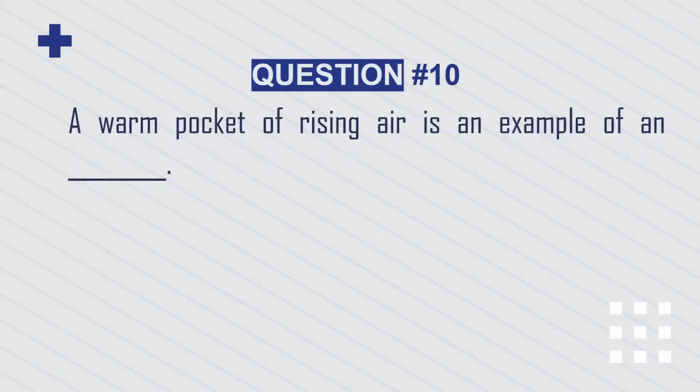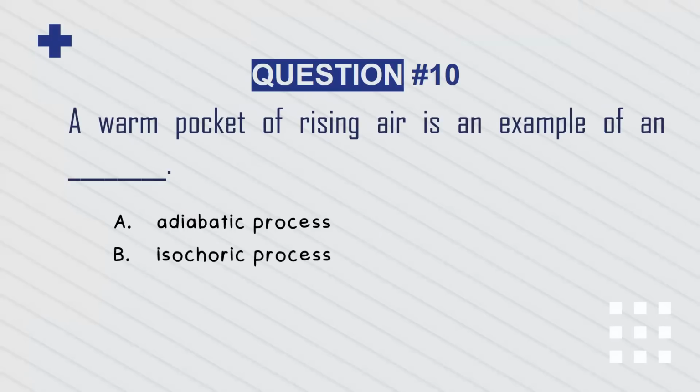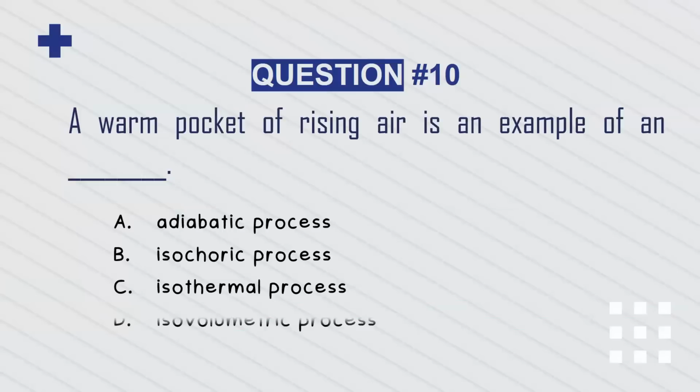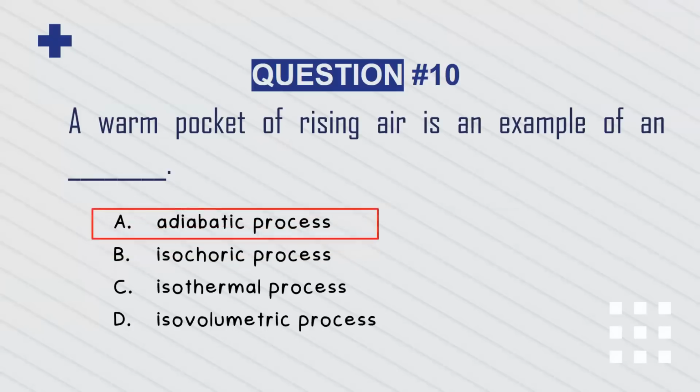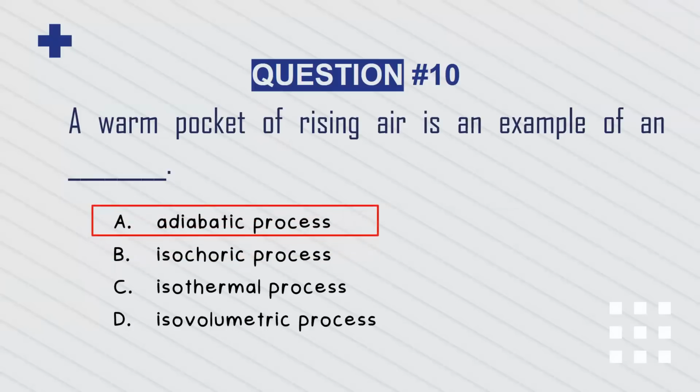A warm pocket of rising air is an example of an A. Adiabatic process, B. Isochoric process, C. Isothermal process, or D. Isovolumetric process. The correct answer is A. Adiabatic process.